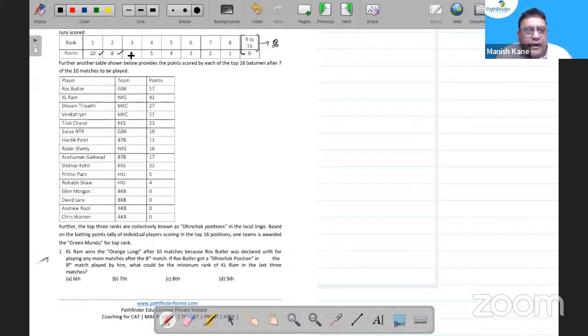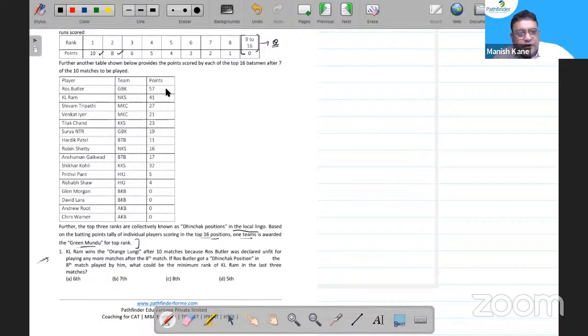And see, 10, 8, 6, the first 3 ranks, the points are with a difference of 2. Thereafter, 5, 4, 3, 2, 1 are the points that are generated, reducing by 1 point. Further, the top 3 ranks are collectively known as Dhinchak positions in the local lingo, based on the batting points tally of individual players scoring in the top 16 positions. One team is awarded the green mundu for the top rank. All right. So this is the question basically.